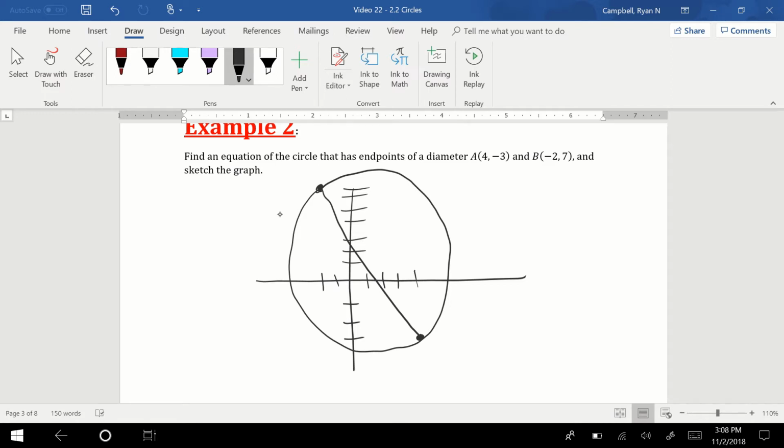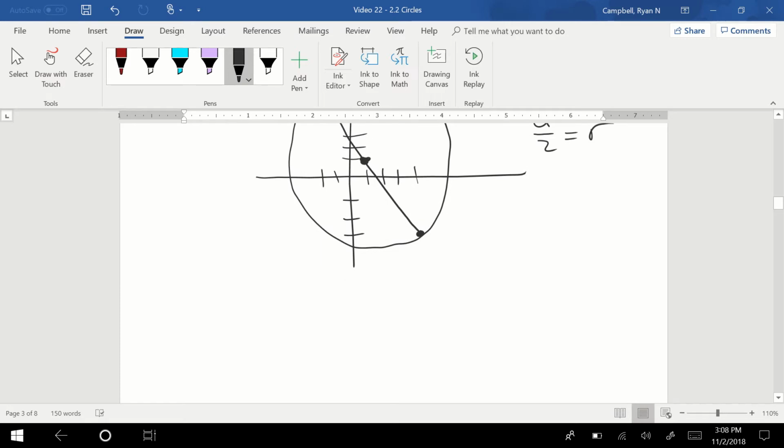Well, remember, the diameter we know is 2 times the radius. So half of a diameter will be the radius. And where does the radius come from? Where does it start? It starts in the center. So if we could find the halfway point from the diameter, we could find where the center is. And where's that halfway point called? Remember, that would be the midpoint. So we need to find the midpoint of these two values.